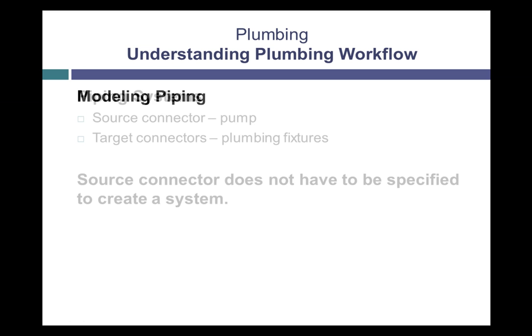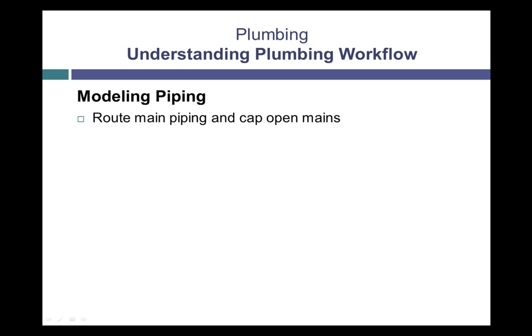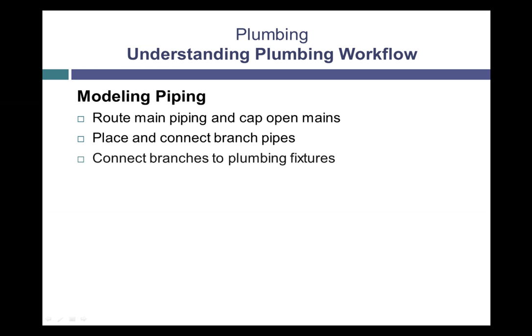Additionally, when modeling piping, you should route main piping and cap open mains to begin modeling a system. Then place branch pipes and connect them to the main piping. Revit provides tools to help you define routing preferences so that you can quickly lay out piping systems. Next, you need to connect the branches to the plumbing fixtures. Then you can size the piping as necessary if you did not do so during routing. Also, throughout the entire design process, you should always coordinate interferences with other disciplines.